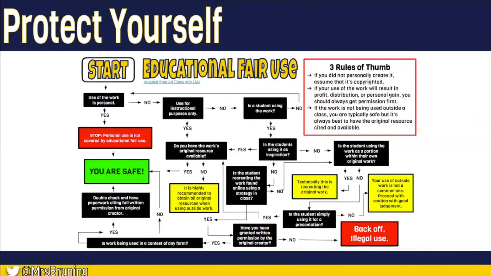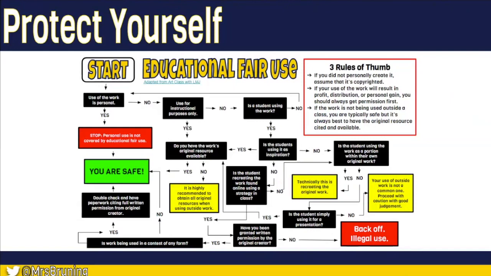For example, this flowchart was adapted with permission from Art Class with LMJ. She created an educational fair use flowchart that I wanted to adapt to support math teachers, so I reached out to her and was given permission by her to adapt and use the resource in this way. But I'm giving her credit by linking the source on my document.